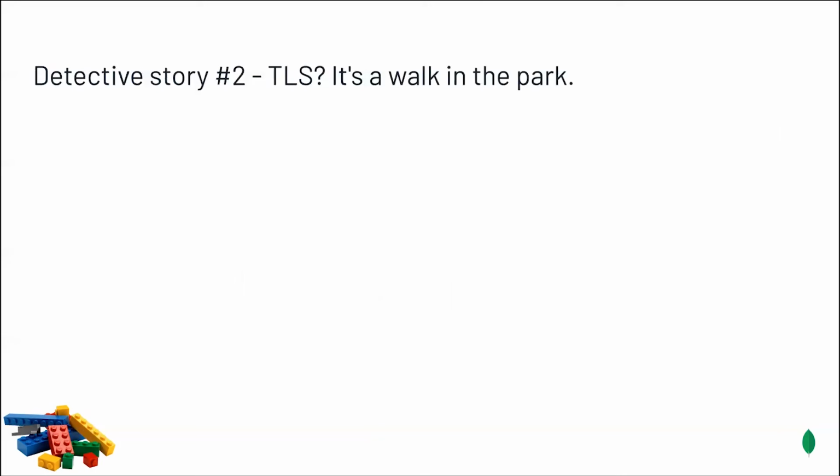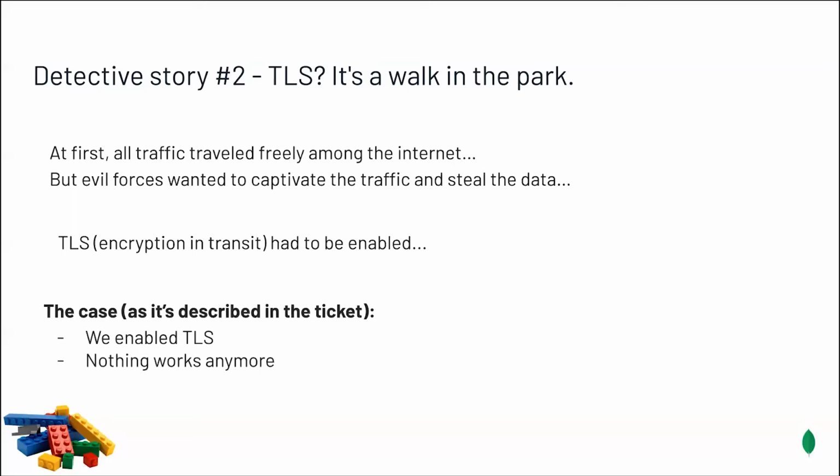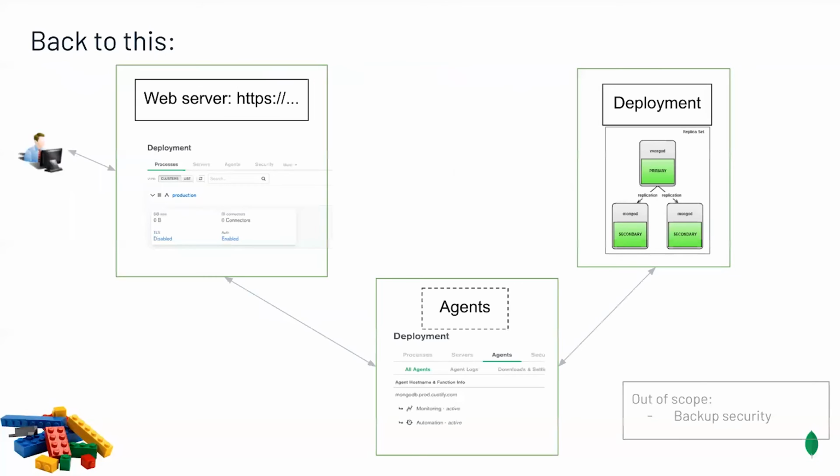Okay, detective story number 2. At first, all traffic traveled freely across the internet, but evil forces wanted to capture the traffic and steal the data, so TLS, encryption in transit, had to be enabled. In general, for your production systems, TLS is highly recommended to be enabled because you don't want your data to go back and forth on the network without any protection. Of course, the ticket looked different: we enabled TLS, nothing works anymore. Back to this. Where do you enable TLS?